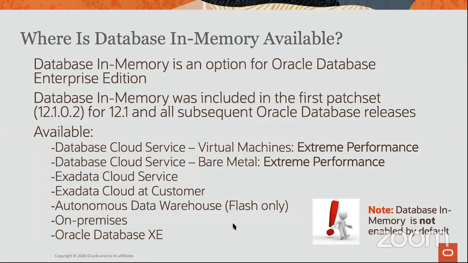So where is Database In-Memory available? We introduced Database In-Memory as part of database version 12c Release 1, 12.1.0.2, the first patch set for 12.1. It is an option to Enterprise Edition. So you do have to pay for it if you're on premises. That's what an option is in Oracle speak. But it is available both in the cloud and on premises, both virtual machine, extreme performance edition, and any of the Exa Cloud services.